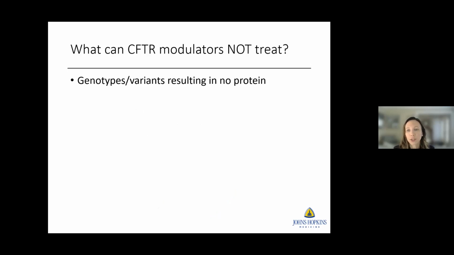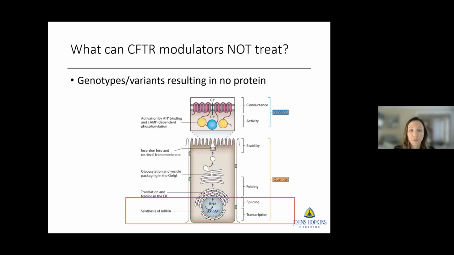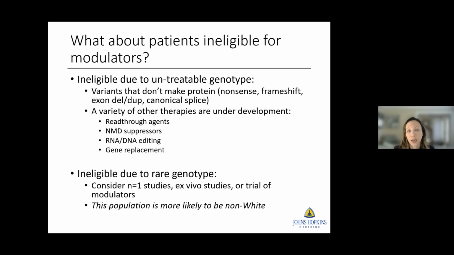I also wanted to mention before we close out that there are some things that CFTR modulators cannot treat. Generally speaking, these are genotypes or variants that result in no protein. In order to get an effect from modulators, both potentiators and correctors act on CFTR protein that is being produced. If you have a variant that doesn't produce protein, there's nothing for the modulators to act on.